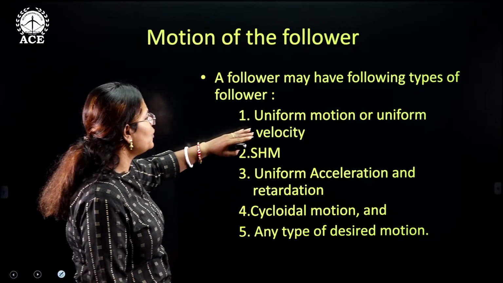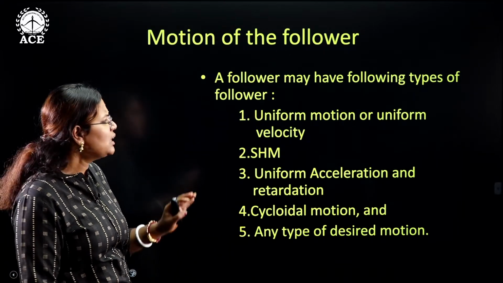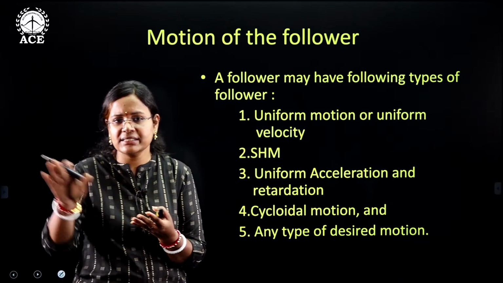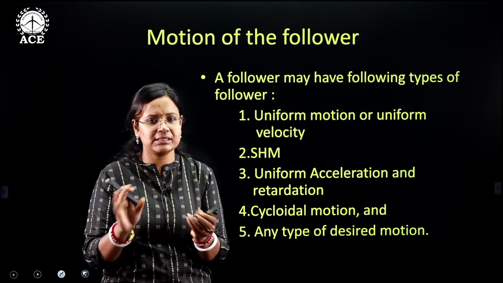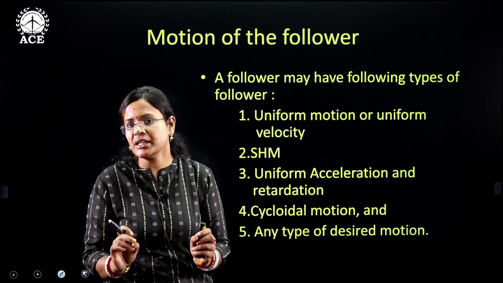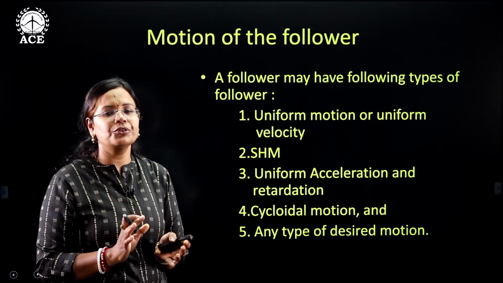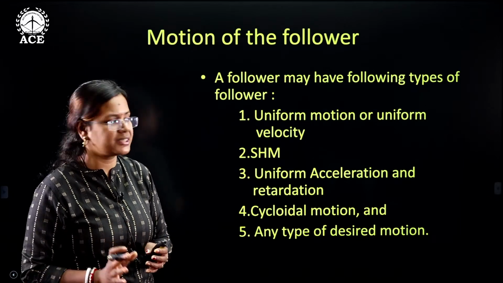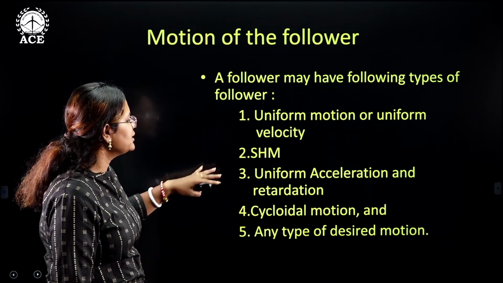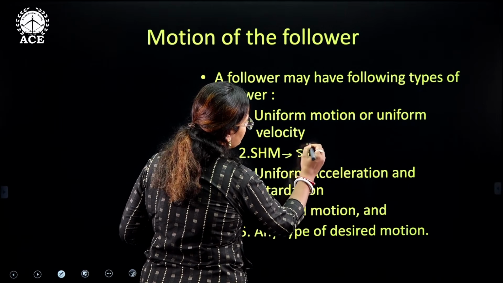Let us say the first one follows a uniform motion or uniform velocity kind of behavior. Whenever you take uniform motion, that means it is neither rising nor dropping drastically. It is following a linear path, proportionate in x and y direction. That is how the meaning of uniform motion or uniform velocity is justified. So the first one is uniform motion or uniform velocity type. Next is SHM, simple harmonic motion.